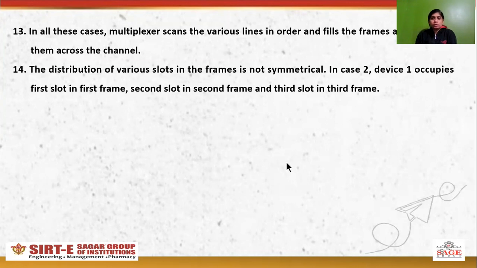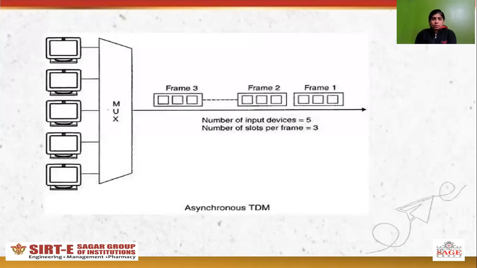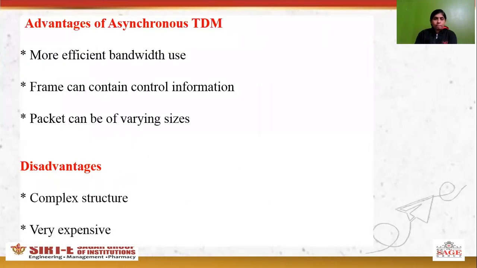In case 2, device 1 occupies the first time slot in the first frame, the second slot in the second frame, and the third slot in the third frame. Here the multiplexer scans the input devices and, as per the requirement, gives the opportunity to the device that has data to be sent, and the empty time slots are not sent.